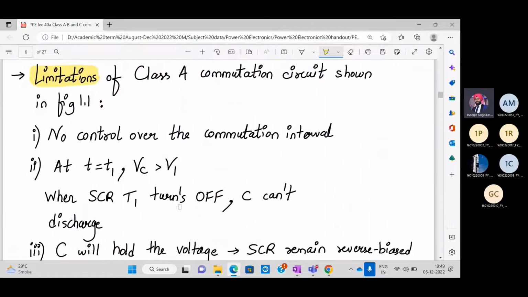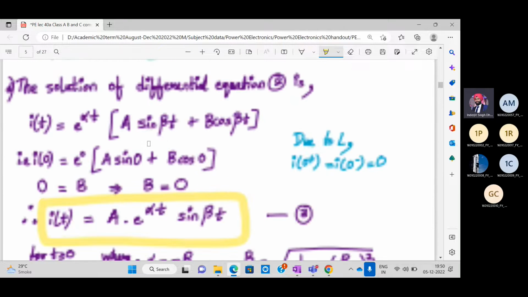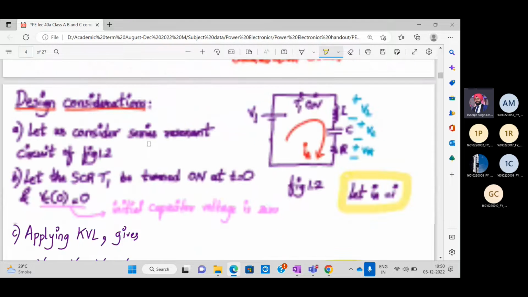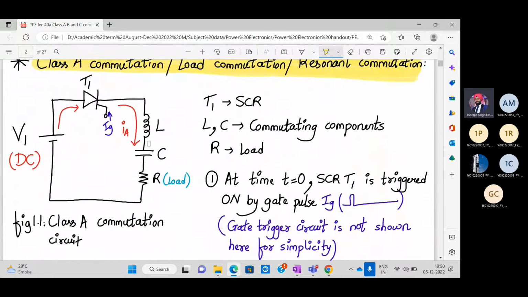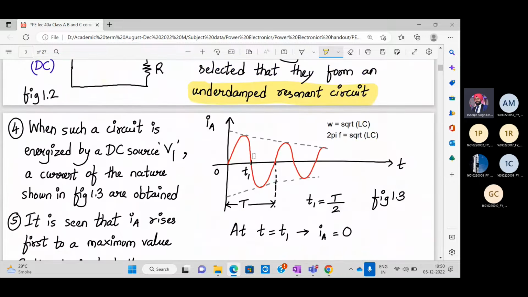Now, let's consider what can be the limitations of the class A commutation circuit. So you can refer to this class A commutation circuit. Can someone tell me the limitations of the circuit? Can you control what is T1?